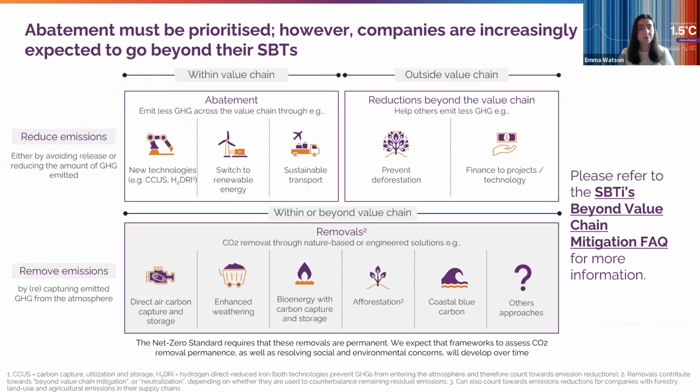Then if we're thinking about removals, again, removals can happen within or beyond the value chain. Some examples of this could be direct air capture and storage, enhanced weathering, bioenergy with carbon capture and storage, afforestation, coastal blue carbon, and then a variety of other approaches. Removals, depending on whether they're used to counterbalance remaining emissions, would then contribute towards neutralization. Or if we are purchasing removals now, that would count to the beyond value chain mitigation piece. So it does depend on how and when a company is using removals as to what bucket of mitigation they fit within.